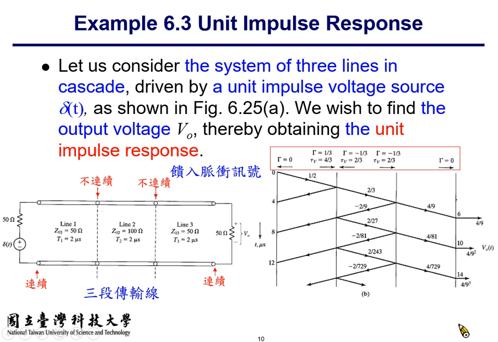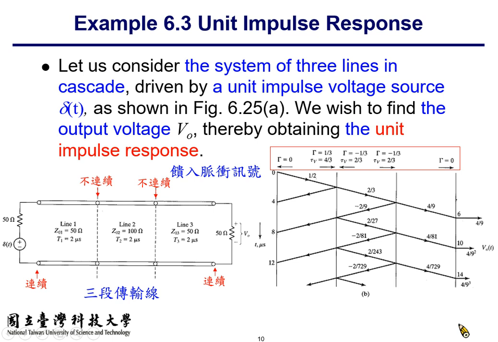What is the first signal reflected back to the generator side? That would be this signal. It appears at which time instant? 4 microseconds. What is the magnitude of the first reflected signal? That would be 1/2 times what?